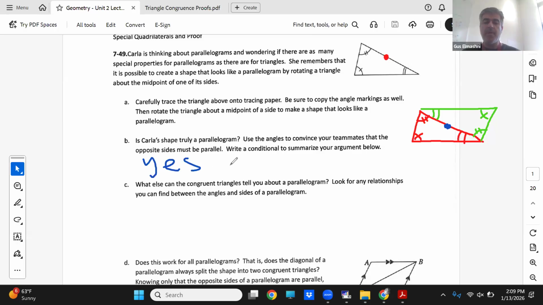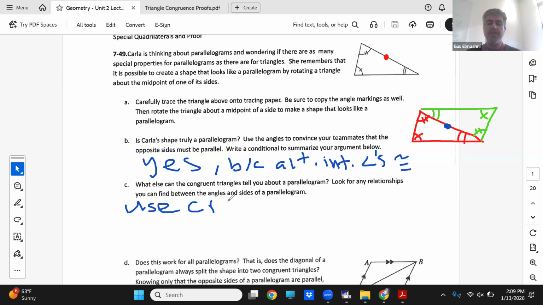Yes, it truly is a parallelogram, and that's because alternate interior angles are congruent. So that would verify it. Now, what else can the congruent triangles tell you about a parallelogram? There's a few things it could tell you. If you use CPCTC, we know the opposite sides are congruent.